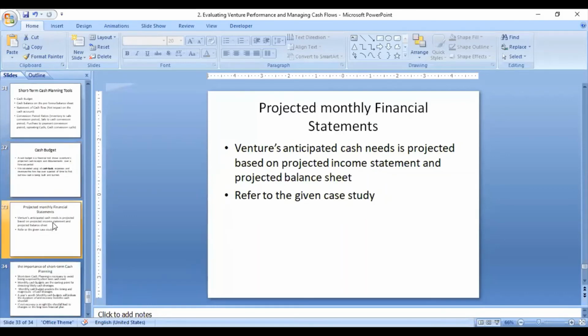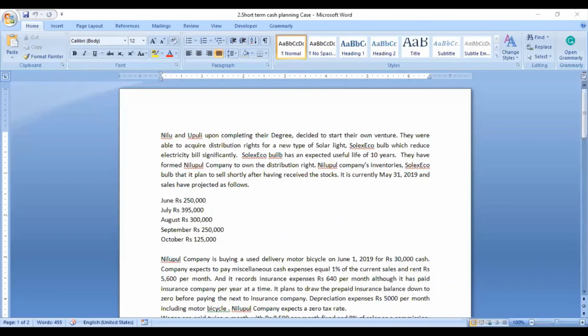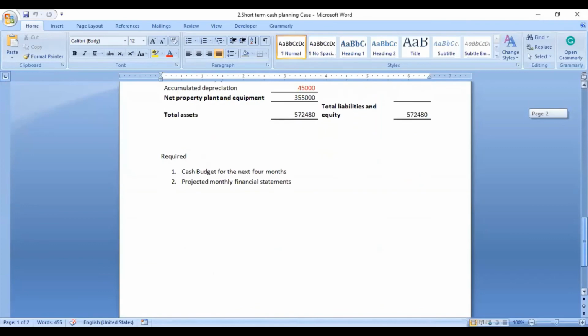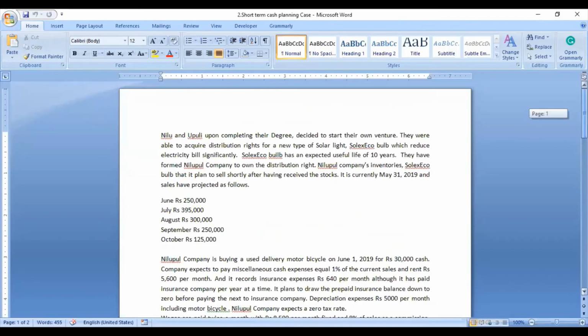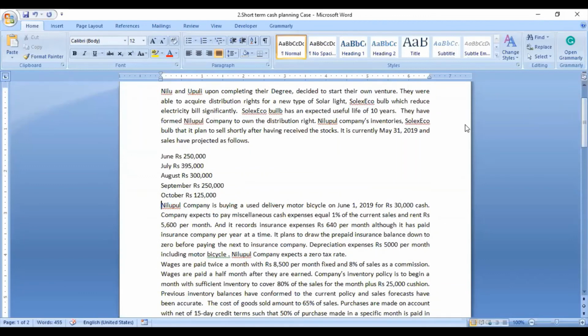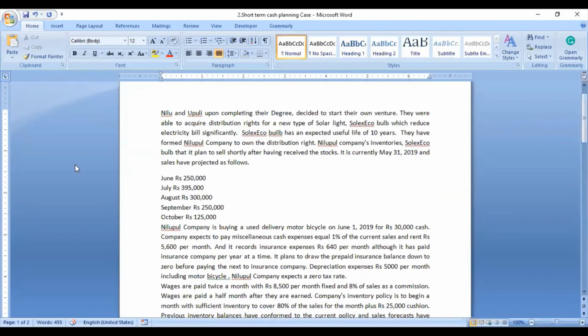So this cash budget and projected monthly financial statements, now we are going to discuss with this particular case that we provided you. So now we are moving to that one. I will share the case here. Based on the information in this case, we are going to prepare a cash budget as well as projected monthly financial statements. I think you all have this with you. Anyway, you can see the screen also.